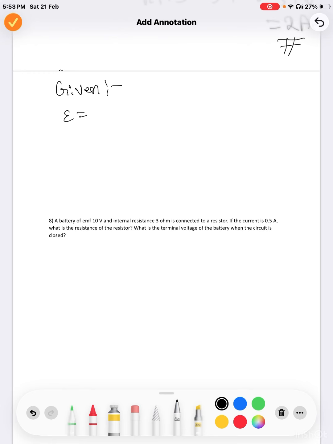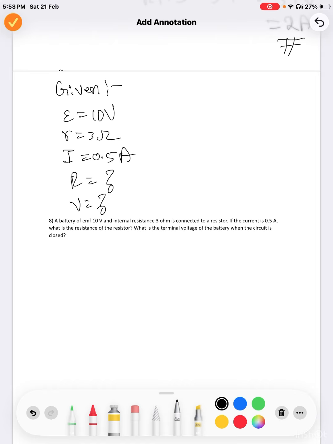So EMF is given, that is 10 volt, and internal resistance is given, small r is 3 ohm, and next connected to a resistor. The current is given, 0.5 ampere. What is the resistance value? So what is the external resistor value connected? We have to find that. And what is the terminal voltage? So we have to find the terminal voltage as well.